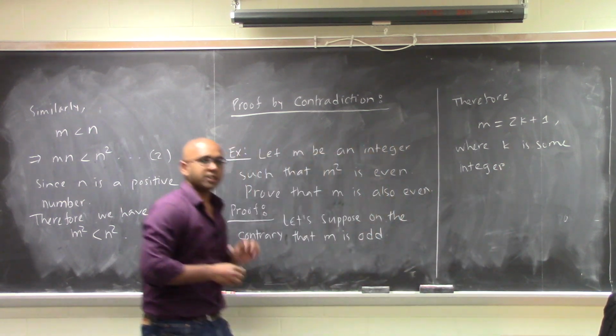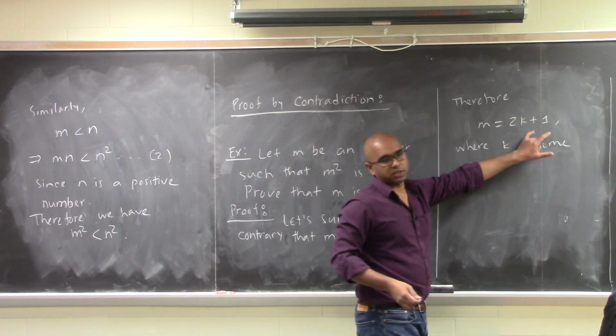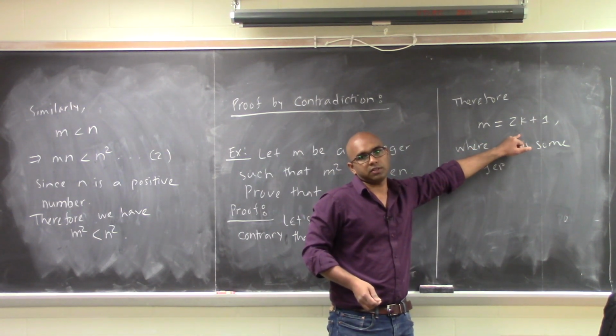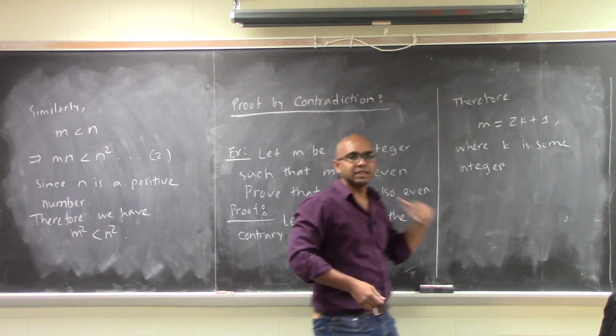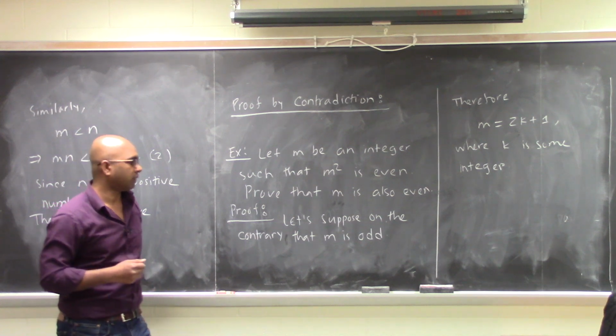Right? For example, m is 1, then we can take k to be 0, right? 2 times 0 plus 1 is just 1. Suppose m is 5, then we can take k to be 2, right? So this is 2 times 2 plus 1, which is 5. This way we can write every odd integer, okay?